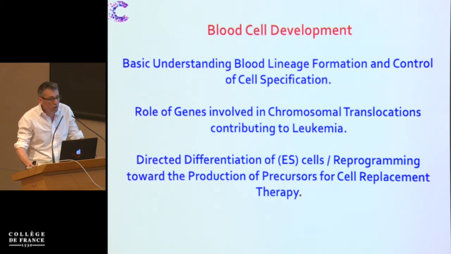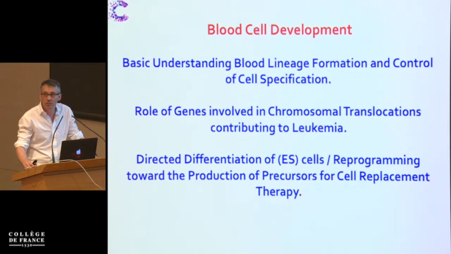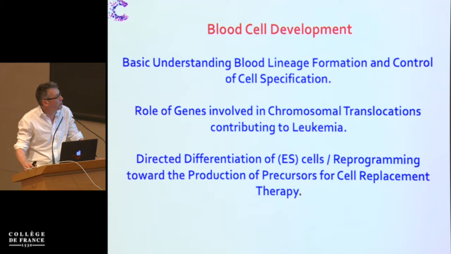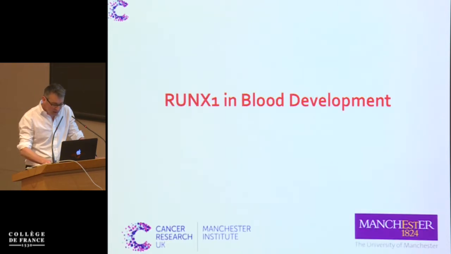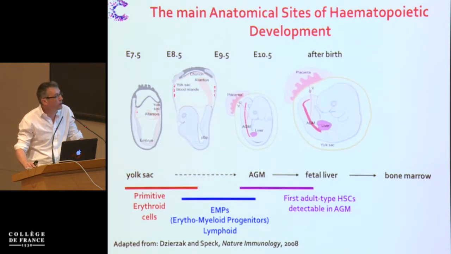And also what we expect to get from these studies is to understand this program, and if we understand this program, perhaps we're able to recapitulate it in vitro and to generate cell populations by differentiation of ES cells or by reprogramming, which can be used in cell replacement therapy such as bone marrow transfer. So, the first part of my talk will be about the role of RUNX1 in blood cell development. And before starting this, I need to give you a little bit of background about blood cell development.